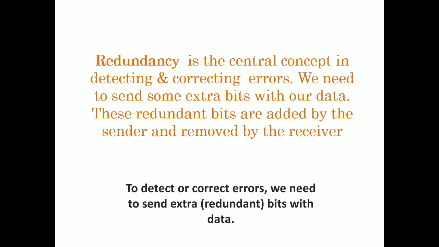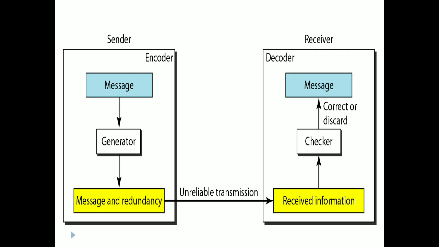Now we will explain the concept of redundancy. Redundancy is the central concept in detecting and correcting errors. We need to send some extra bits with our data. These redundant bits are added by the sender and removed by the receiver. To detect or correct errors, we need to send extra redundant bits with data. We can see in this diagram how redundancy works.